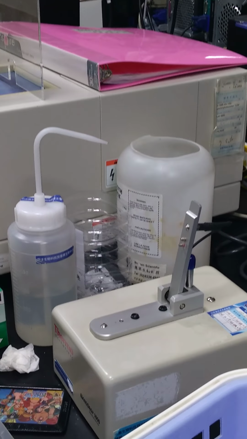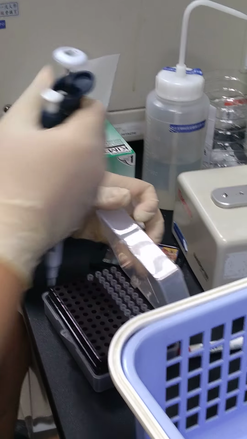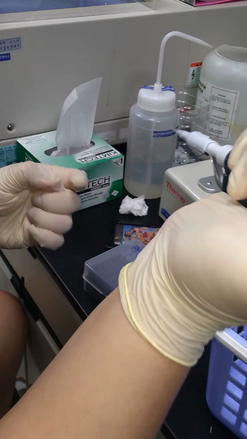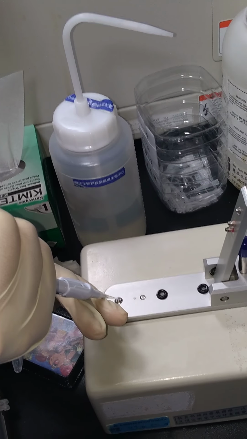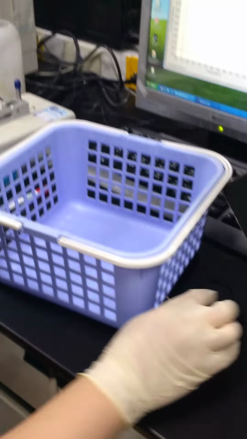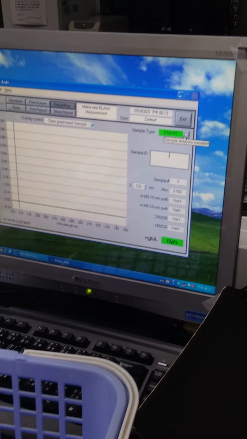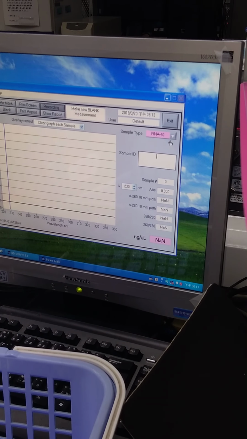The next step is to measure the blank. Okay. So we take the blank. 1.5 microliter, the same. 1.5 microliter. And put it on it. And the same. And in this step you have to remember, this time we are measuring the RNA. So in this blank, you should change it to RNA.